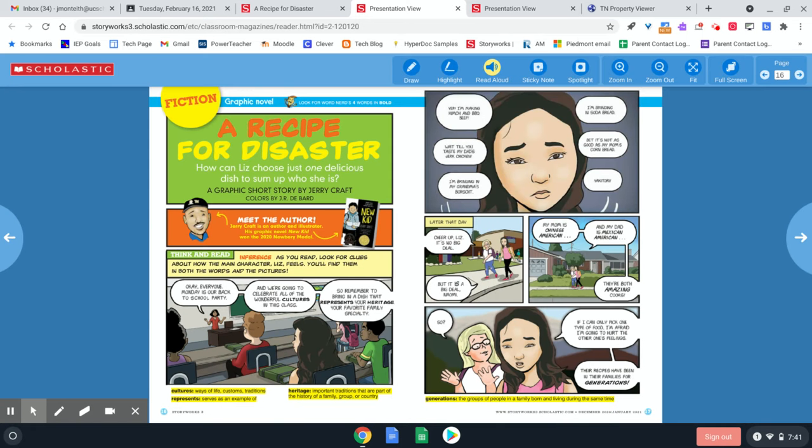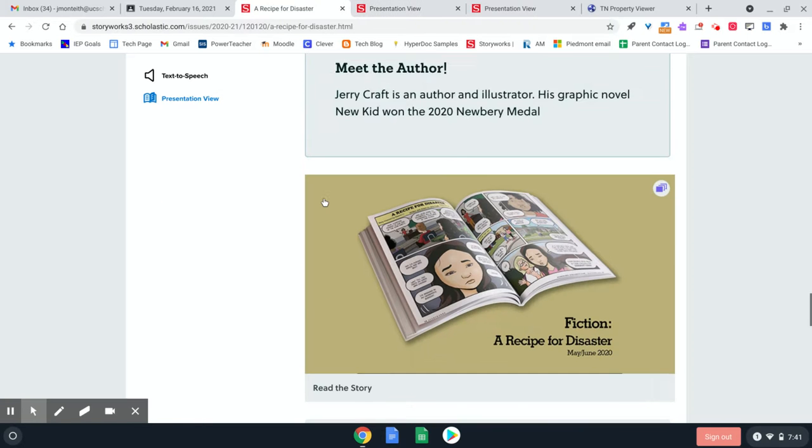All right, now again, this is a graphic novel. Okay, it has panels. It shows the story through pictures. So listen to me. You are going to have to do a lot of inferencing. Okay, maybe we should back it up and watch a video about inferencing.